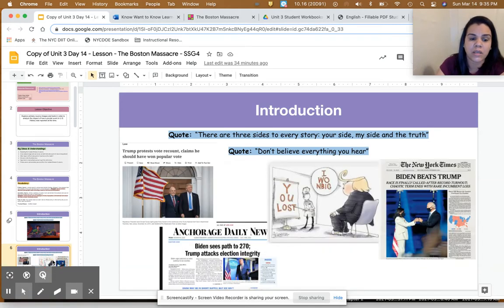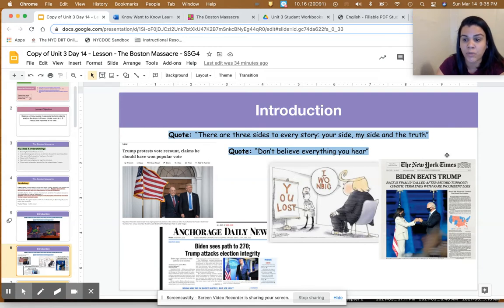And finally, if we're thinking about making connections with current events, you can illustrate this concept by reviewing some of the political cartoons or newspaper clippings from our past presidential election, right? So here we have Trump, who was the president, and he really wanted to be the president for another term, right? The election results came in, and it says Trump protests vote recount, claims he should have won the popular vote. Biden sees path to 270. Trump attacks election integrity. I won big, you lost. Biden beats Trump, right? Because this was in the news for a very long time, students might be aware of the different versions of this event.